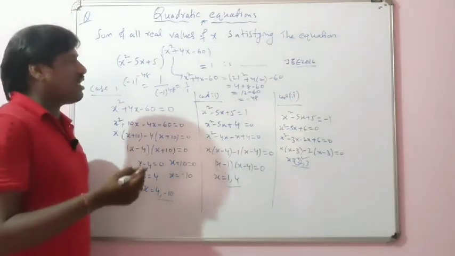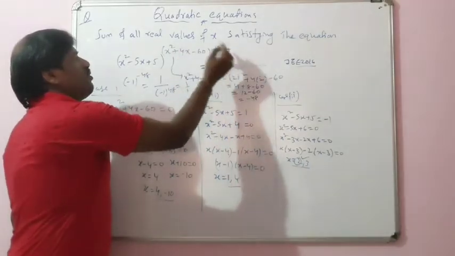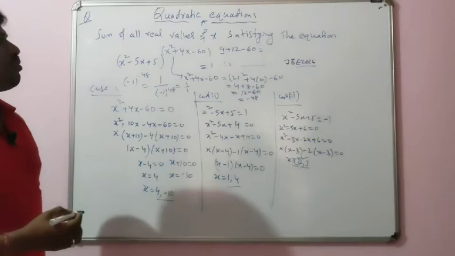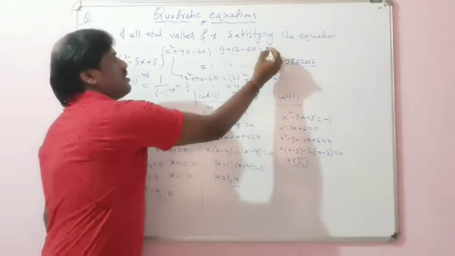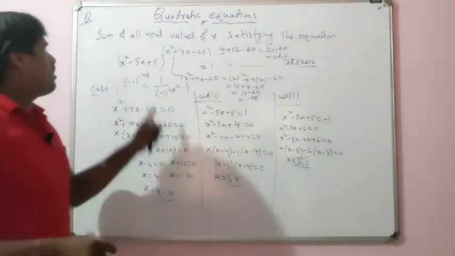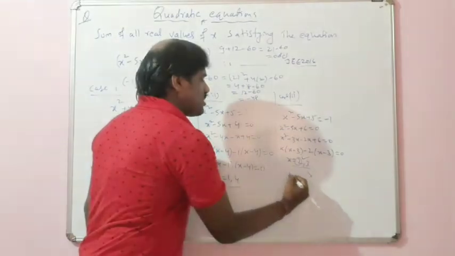Is this 3 also correct? Check it. For 3, 3 square value is 9, plus 3 4s are 12, minus 60. This value will give you 21 minus 60. It's an odd number I get. Power of odd minus will not give you a positive result. So 3 is wrong. So 2 is the right answer.